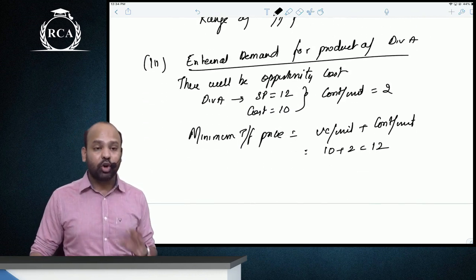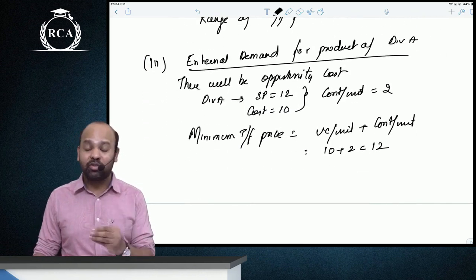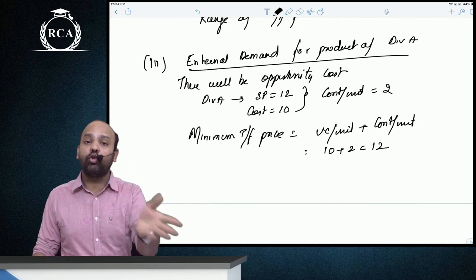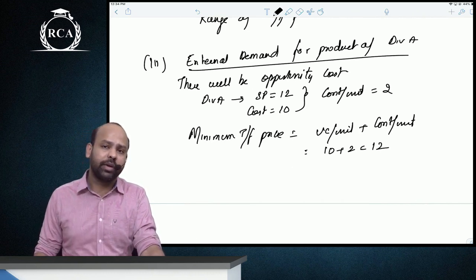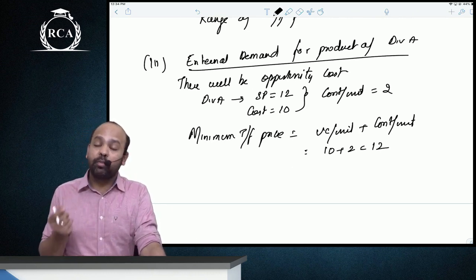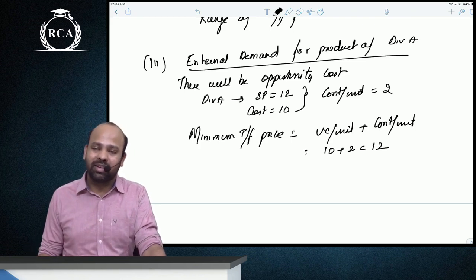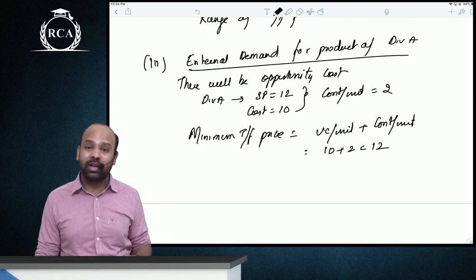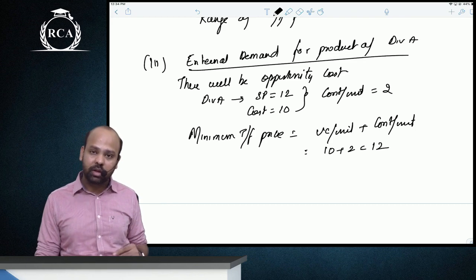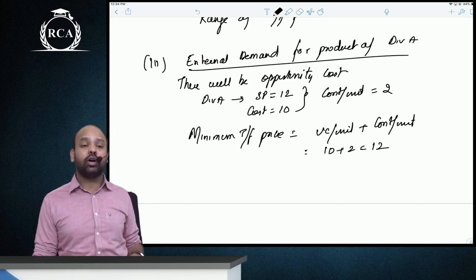Division A can realize 12 rupees from the external market. Why will they want to give you at anything lesser than 12 rupees, when they can realize 12 rupees in the external market? Is that possible? Just not possible, guys.